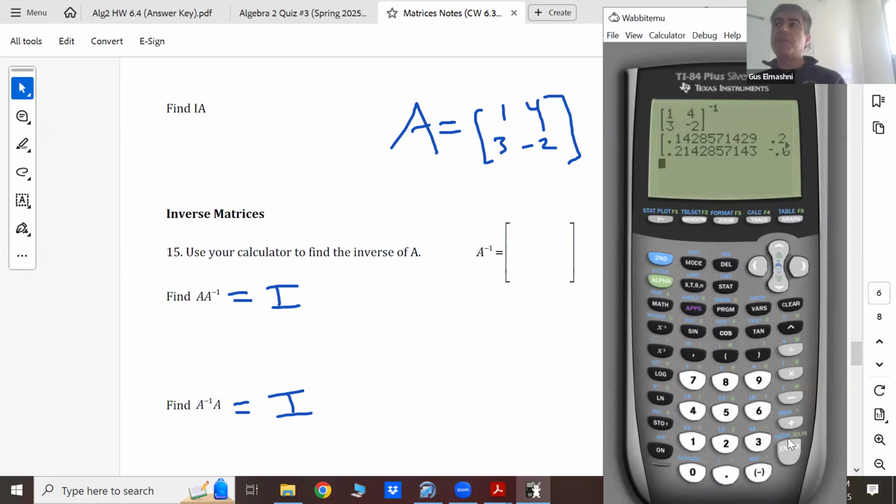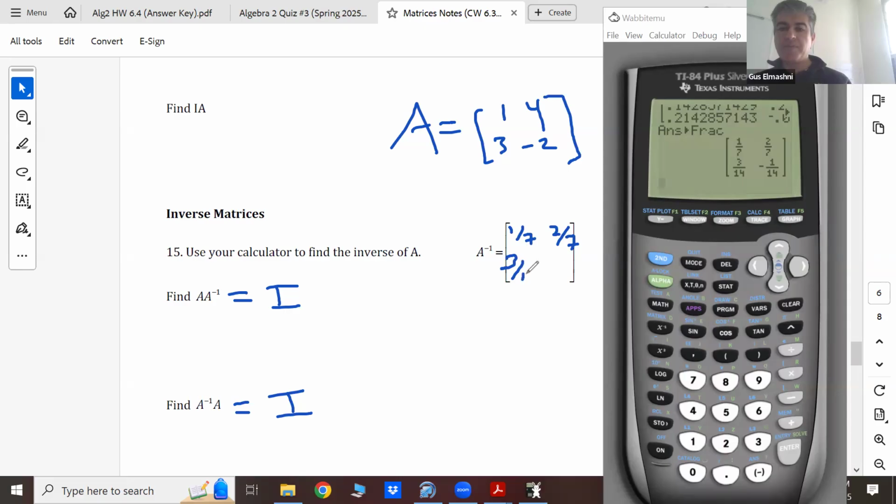Now, those decimals look daunting. Do you guys know how to convert decimals to fractions? If you hit math frac, it'll convert that to a fraction for you. What actually is happening, I could show you if you're interested, maybe in office hours, but it's not relevant to the scope of this class. So I'm not going to show you the process, but this is the answer.